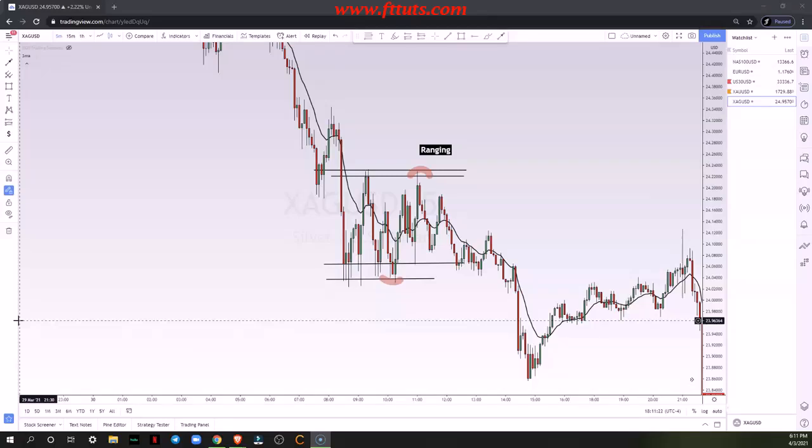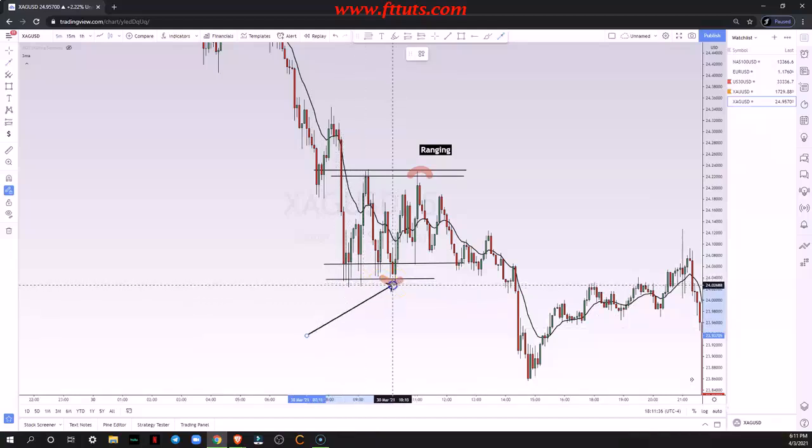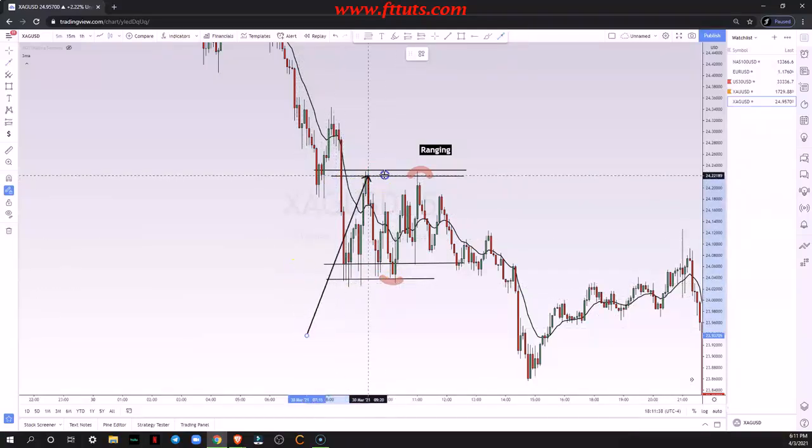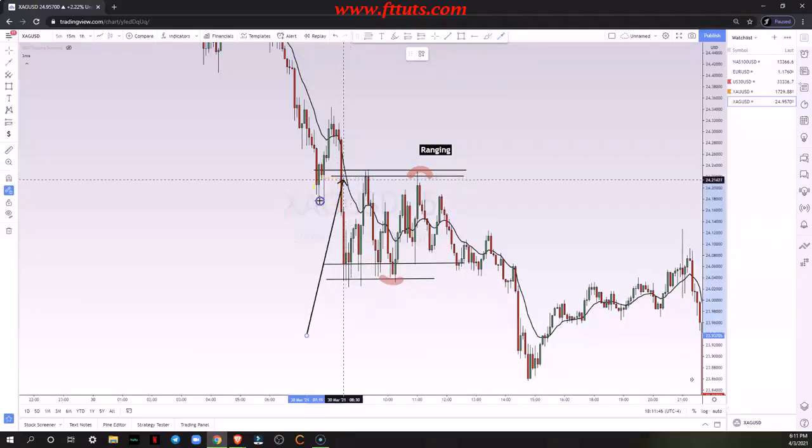So, ranging markets. What we need is at least 3 connections at the extremes to consider it a range. What are the extremes, okay? The extremes are the lows of the range and the highs of the range. You see how it's boxed in between these two ranges right here? These are the extremes, okay? So let that be known.